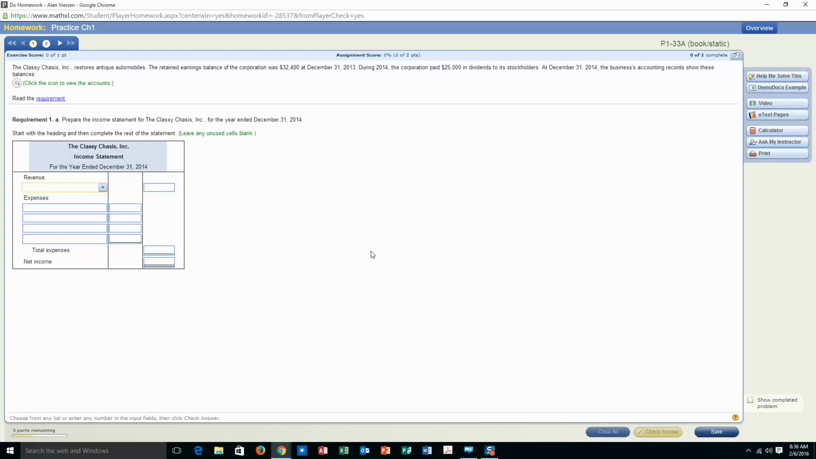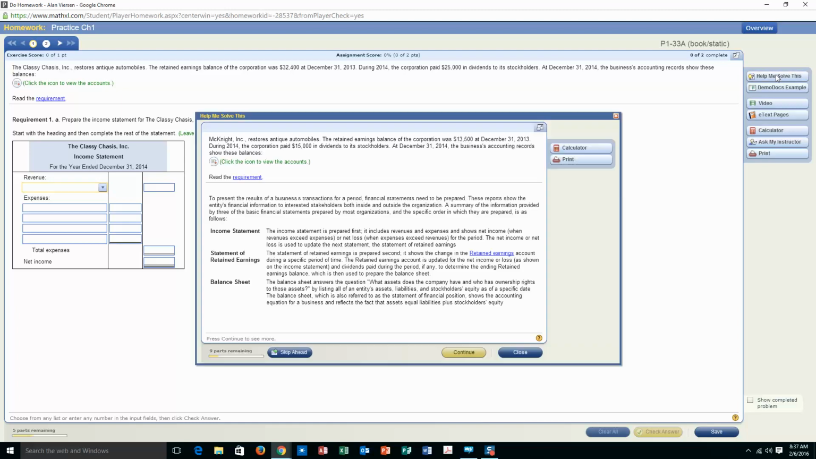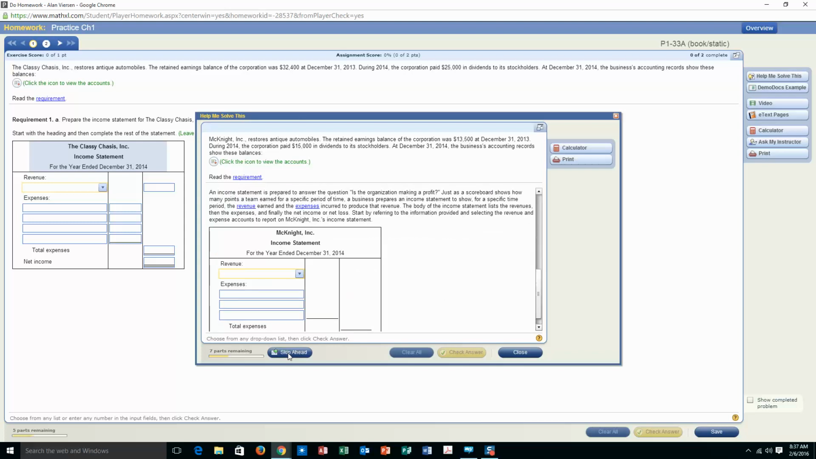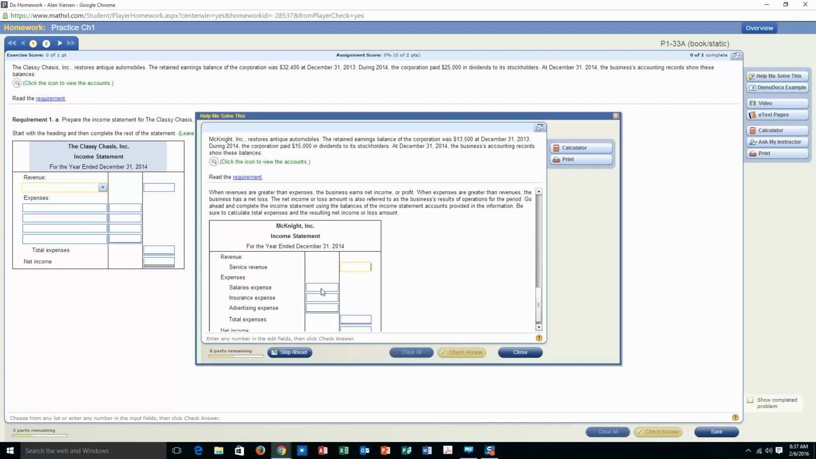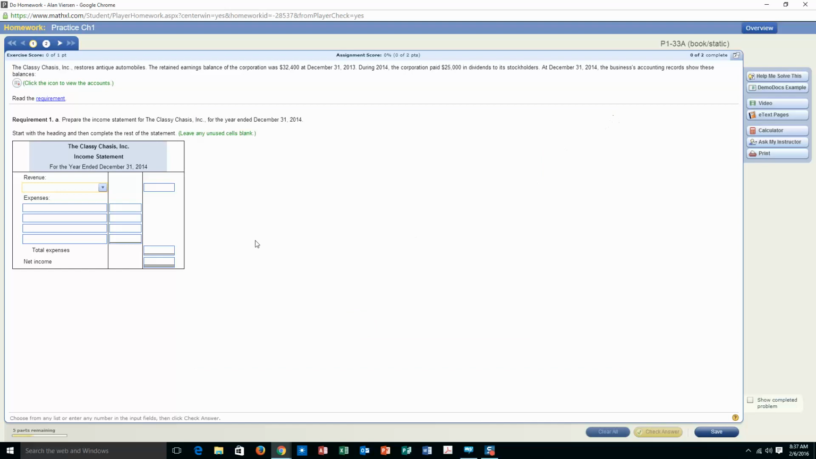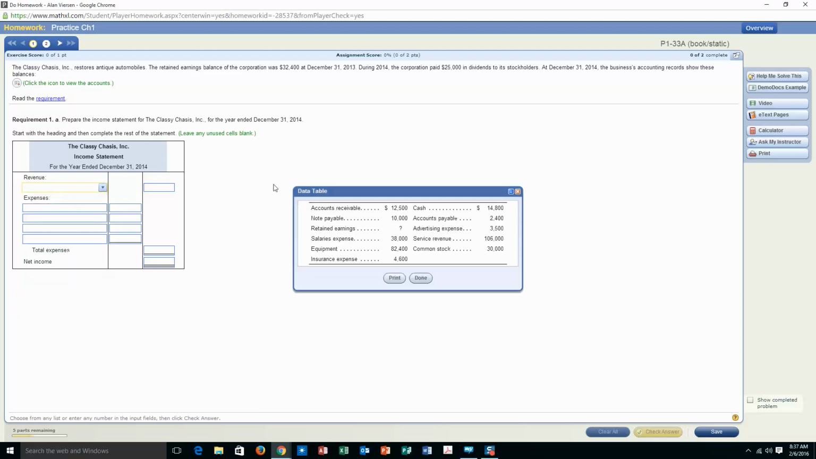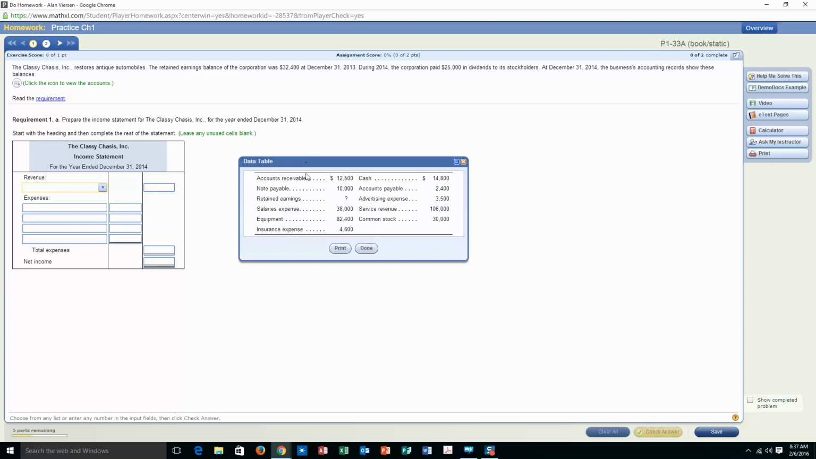Nice work. Again, anytime that I get stuck, I can click on Help Me Solve This, and it will show me a problem that is similar to the one that I'm doing. And it shows me what the heading looks like. It shows me what goes into the revenues, what goes in the expenses. So you always have that tool available. So just looking at the revenues, I'm going to go to service revenues. Now, I have to click open my data table. So notice my data table is going to be right here next to me so I can access the information.